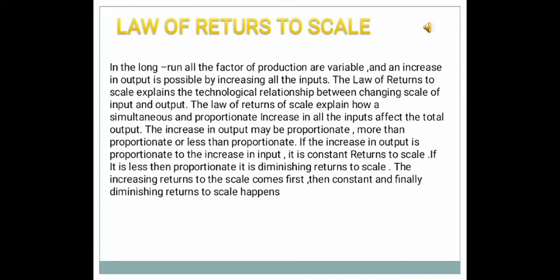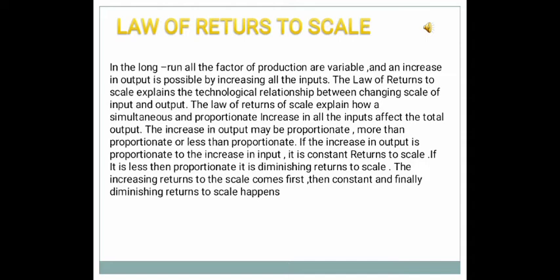Law of returns to scale. In the long run, all the factors of production are available and an increase in output is possible by increasing all the inputs. The law of returns to scale explains the technological relationship between the changing scale of input and output. It explains how a simultaneous and proportionate increase in all the inputs affects the output. The increase in output may be proportionate, more than proportionate or less than proportionate.